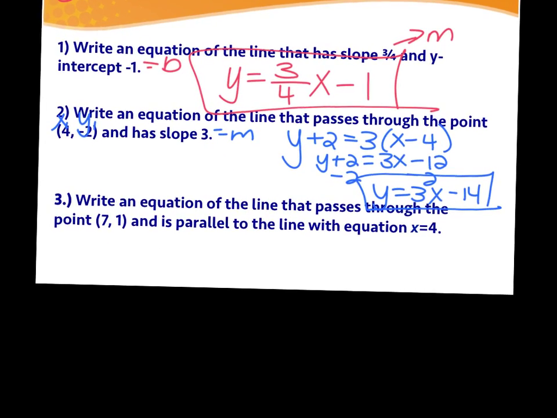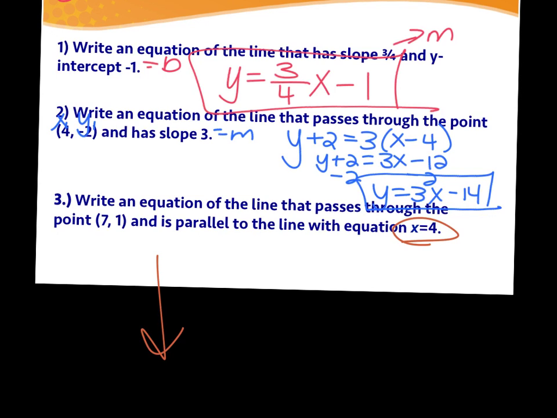Okay, 3 says write the equation of the line that passes through point 7, and is parallel to the line with the equation of x equals 4. So if it's parallel, then what's true about the two lines? Same slope, okay? So I would use this equation to get the slope, and in this case, an x equals 4 is what kind of a line? It's a vertical line. What's true about slope if it's vertical? Undefined, okay? So can you plug in undefined into an equation? No. What's that tell you about the other line?